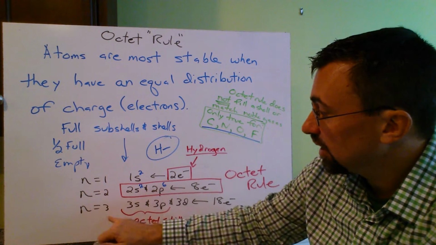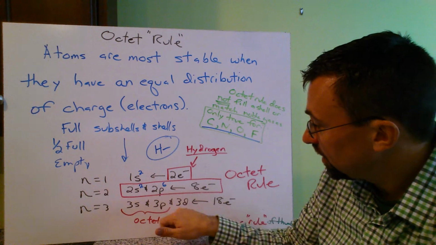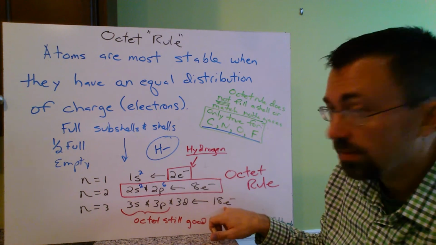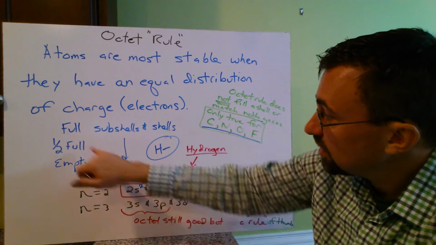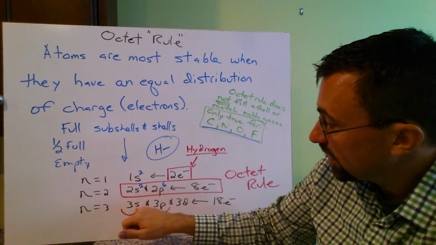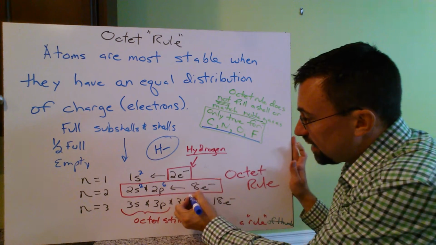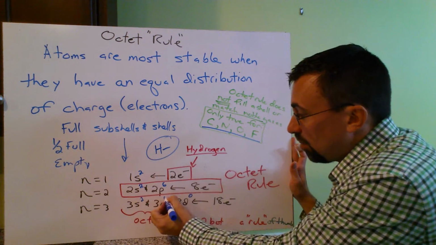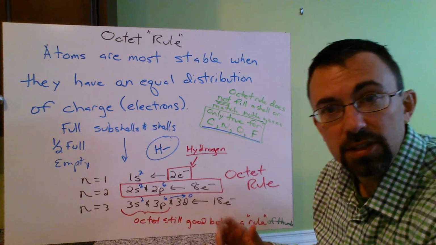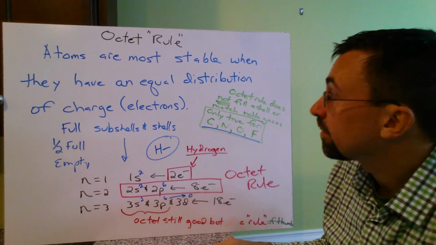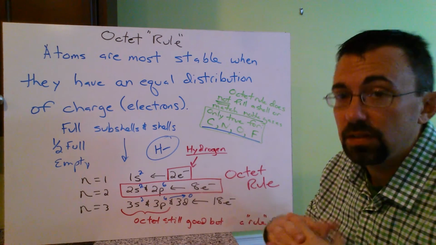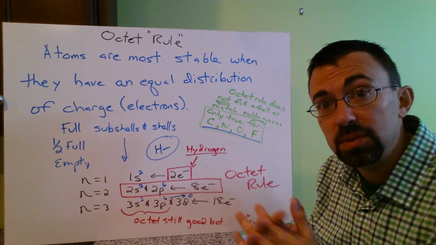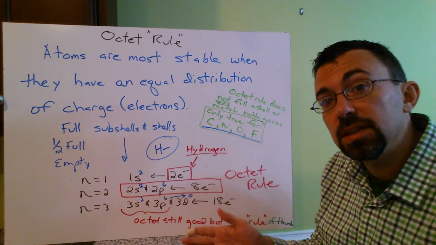We go to the third shell, 3s, 3p, 3d, total of 18 electrons, so we can go all the way up to 18, and that's fine. Now, octet's still good, because it gives us our full and empty if we get the S and the P, and we leave the D empty. So octet's a nice starting place. But we can go past 8 if we need to. There's nothing wrong with that. So with that being said, that the octet rule is a rule of thumb and not an absolute rule, let's start talking about specifics.